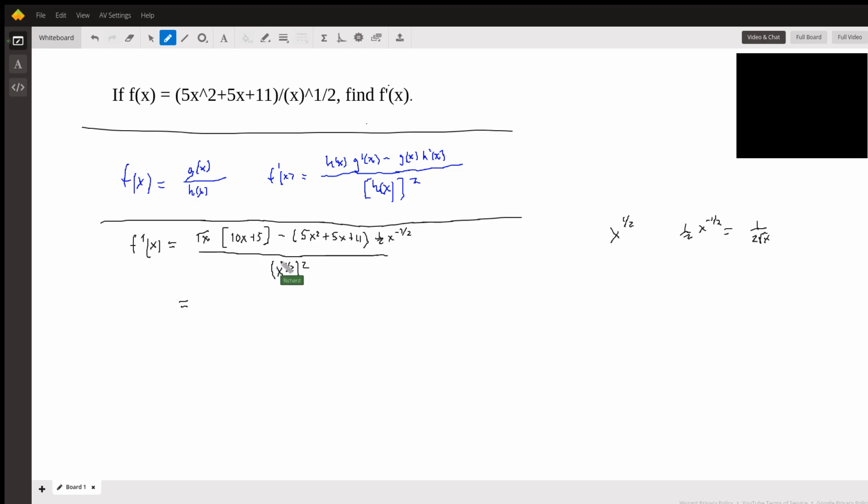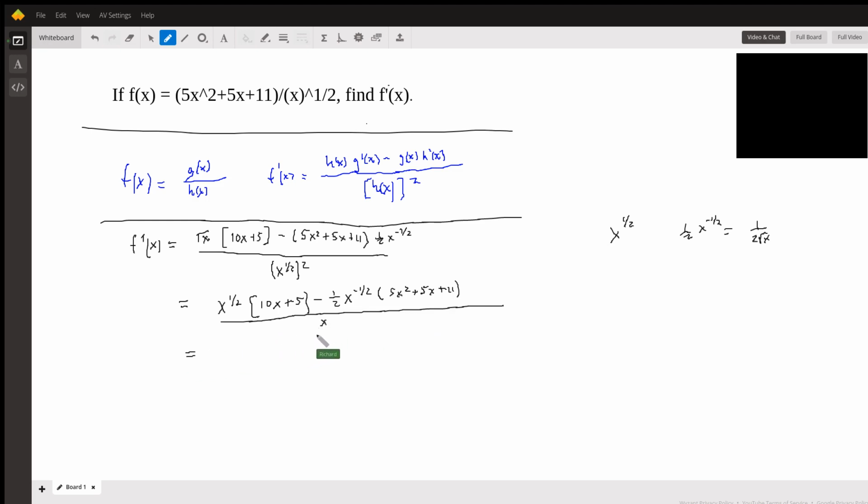I think maybe we should try with the x's first. So let me just write, let's see if that works. I haven't done this in advance, so I don't know quite where it's leading, but this is x to the 1/2 times 10x plus 5, minus 1/2 x to the negative 1/2 times 5x squared plus 5x plus 11. And this is just going to be x on the bottom.